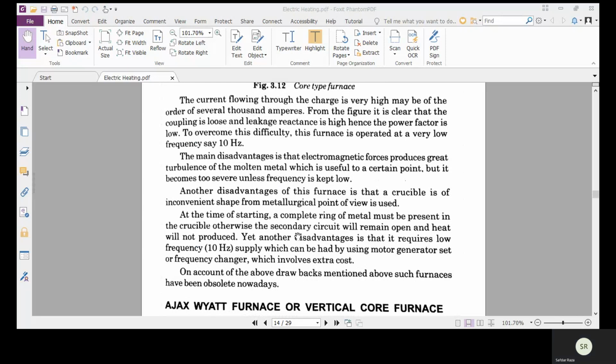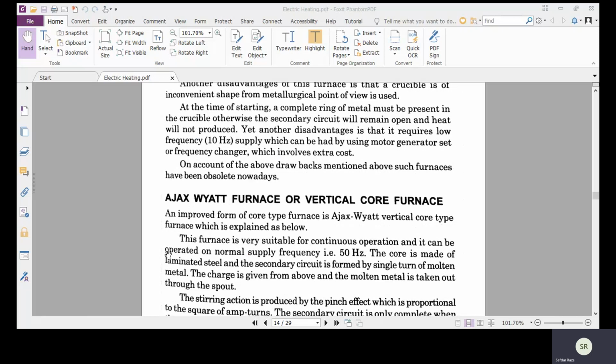Yet another disadvantage is that it requires a low frequency supply, which can be had by using a motor generator set or frequency changer, which involves extra cost. Since we are working on low frequency, we have to lower the frequency from the nominal value by some means. On account of the above drawbacks, such furnaces have become obsolete nowadays.